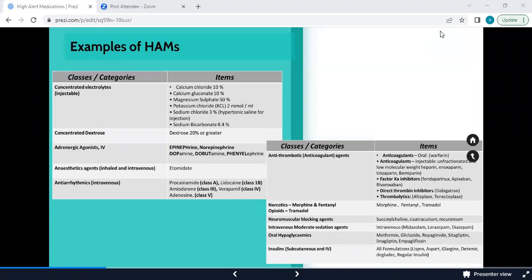So, as we said, the class is adrenergic agonists, which are used intravenously. Okay, and we said that this is not only because they are high alert and may cause a heightened risk when used in error, but also we can have another type of error related to confusing between these agents. Why? Because they look alike or they sound alike.